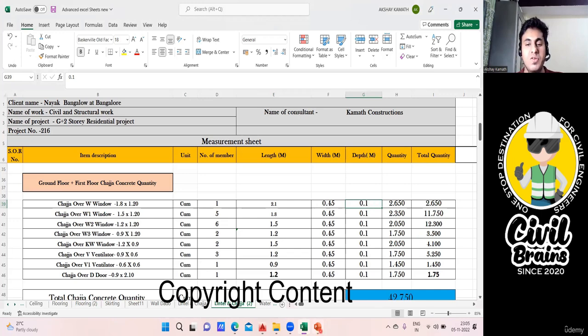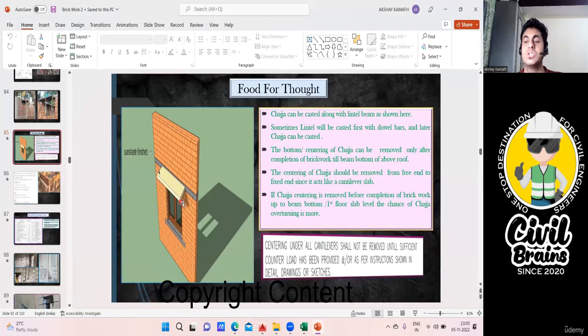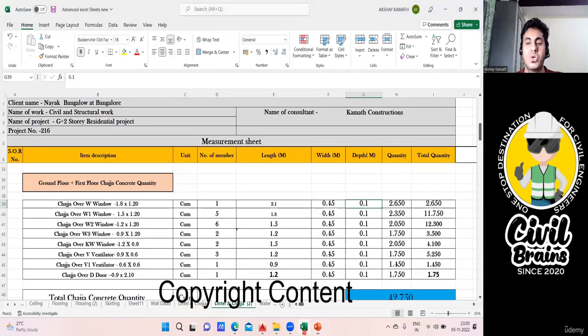This depth we usually keep. This depth is 4 inch. Finish. Simple. I got the length, I have the breadth, I'll get the depth. I'll multiply all three. I'll get the concrete quantity in the Chajja. Finish. Just go to the Excel sheet.